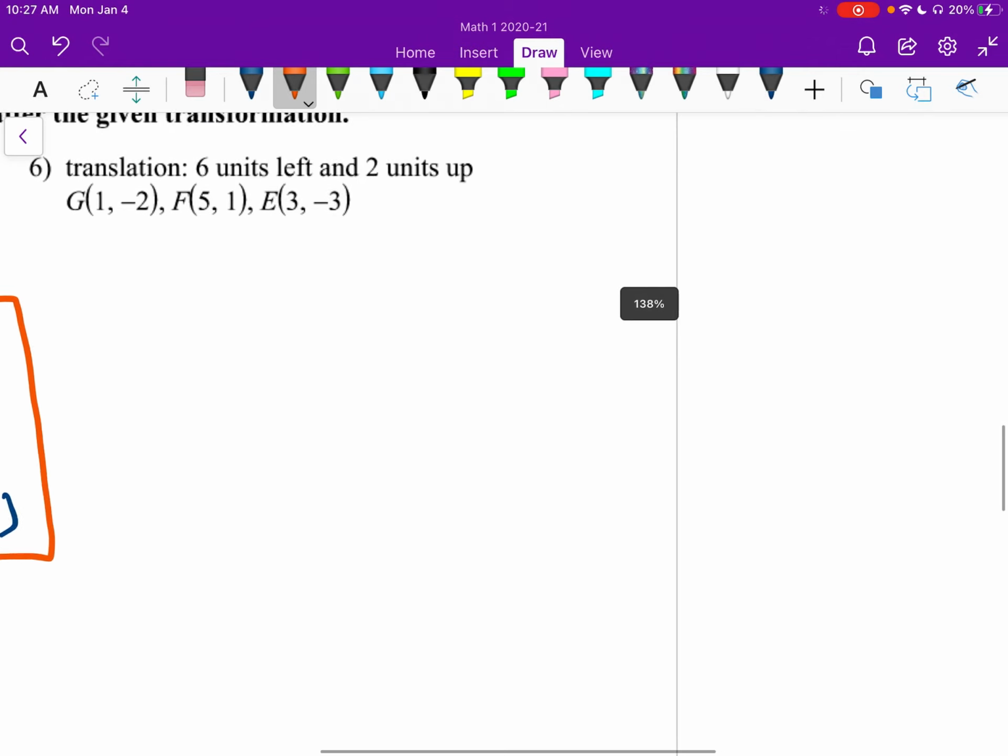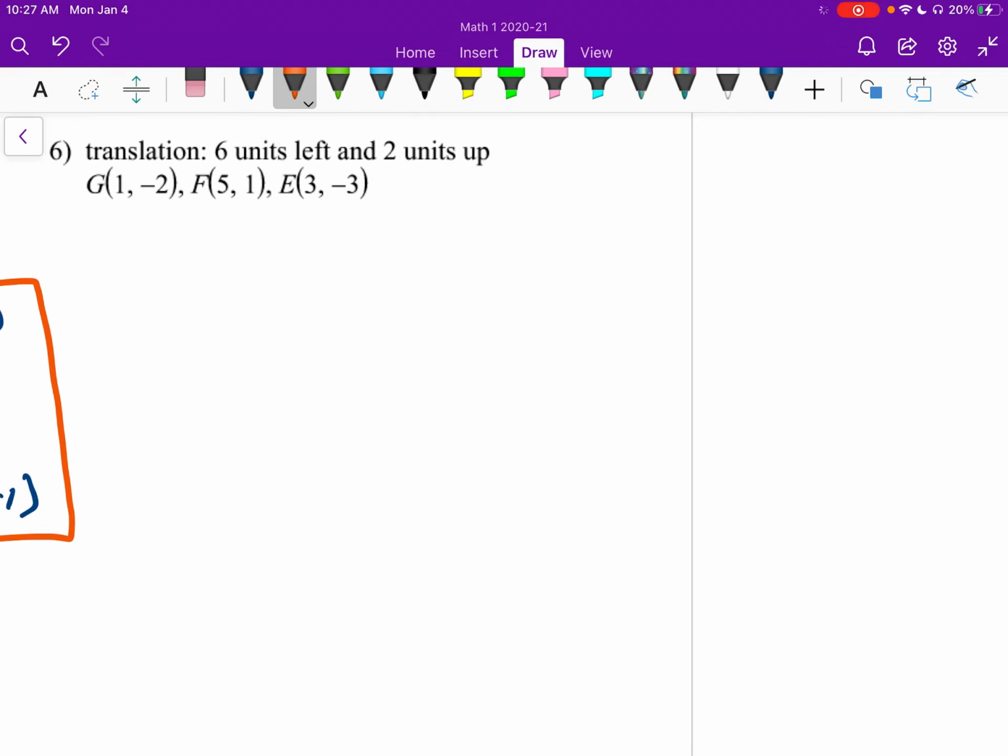Number 6. Starting off, I write down my formula point. It says 6 units left. So that means x is going to go left, that's -6. And then up 2 means that y is going to add 2, or y plus 2.